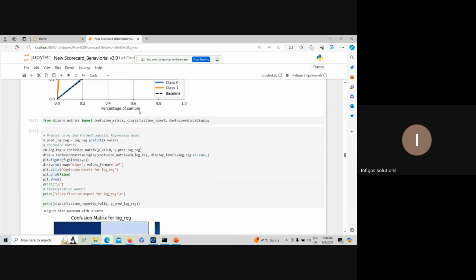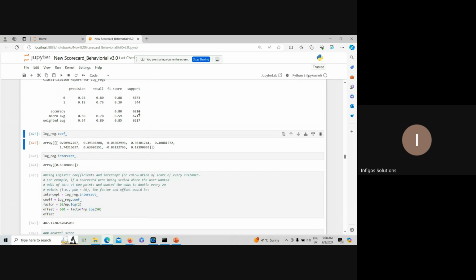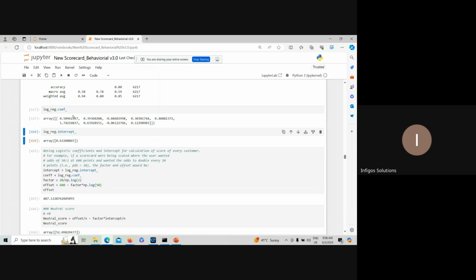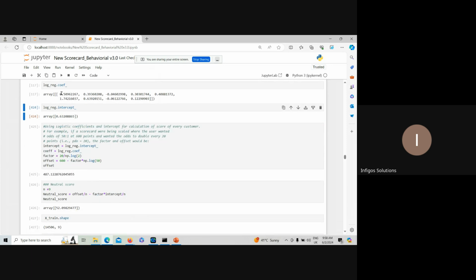So let's go to coefficients. These are coefficients. Intercept.